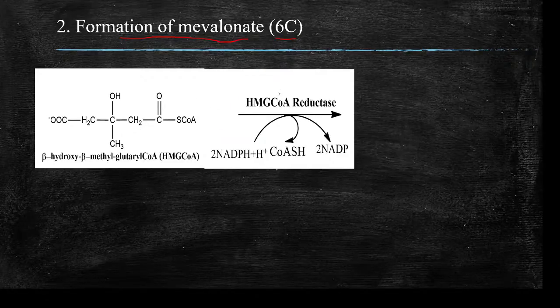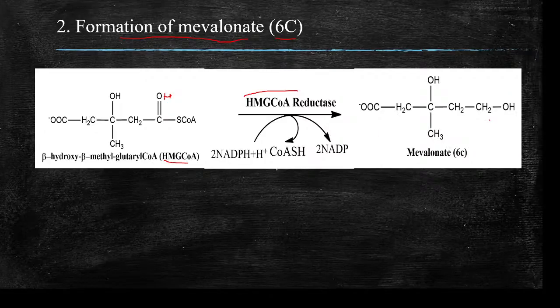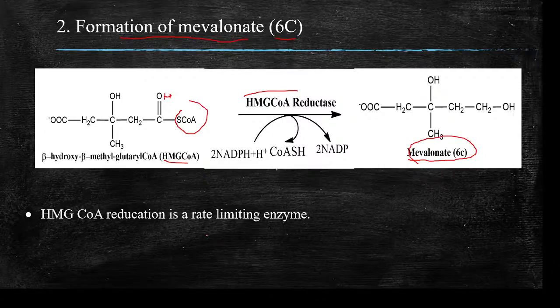Here it is a simple step. We are only adding 2 hydrogens to the carbonyl carbon of HMG-CoA. That is, HMG-CoA reductase will reduce HMG-CoA to mevalonate. The only thing is we have removed CoA-SH, that is coenzyme A is removed, and we have added 1 hydrogen. So you have a 6 carbon containing mevalonate over here. One very important aspect of this step is that it is a rate limiting step. This regulates cholesterol metabolism; it can speed up or slow down the cholesterol metabolism.